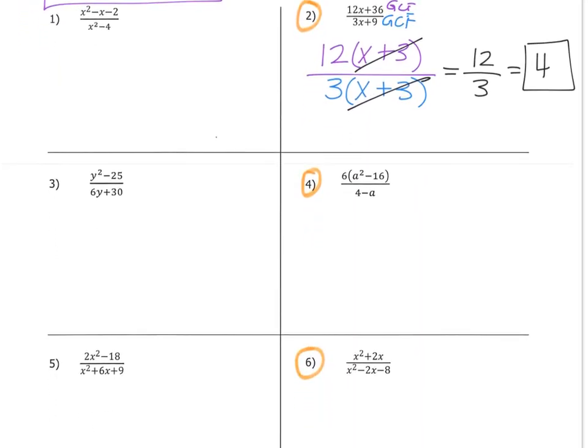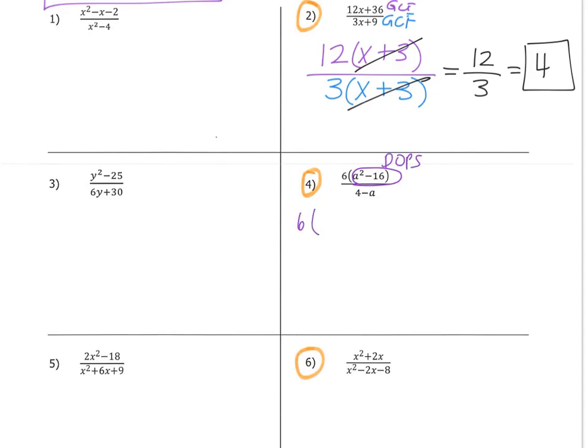Number 4 starts us with 6 parentheses a squared minus 16. So if I look at a squared minus 16 and think about that for a second, there's nothing in common between a squared and 16, so it's not GCF. So then my next option is DOPS, difference of perfect squares. A squared is perfect because it's squared, and 16 is perfect because I can take the square root of 16 and have a nice number. So we're going to factor this by DOPS.